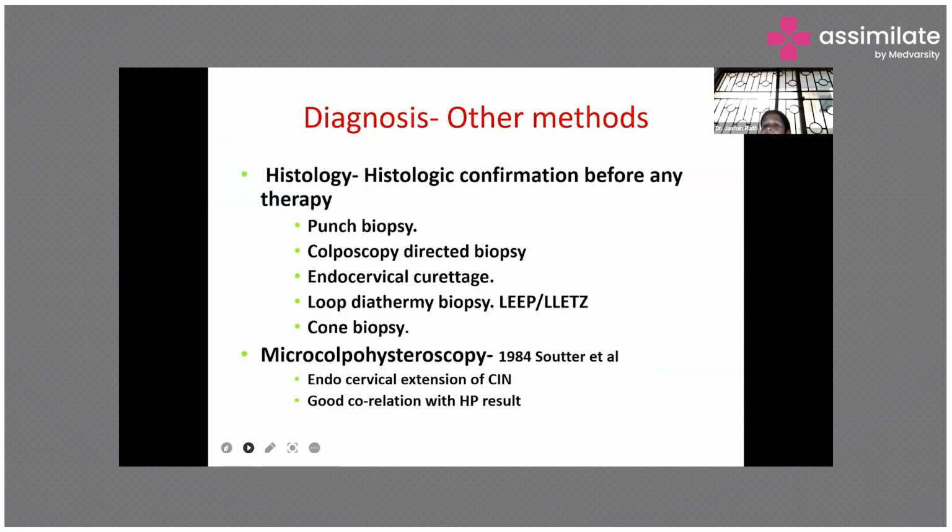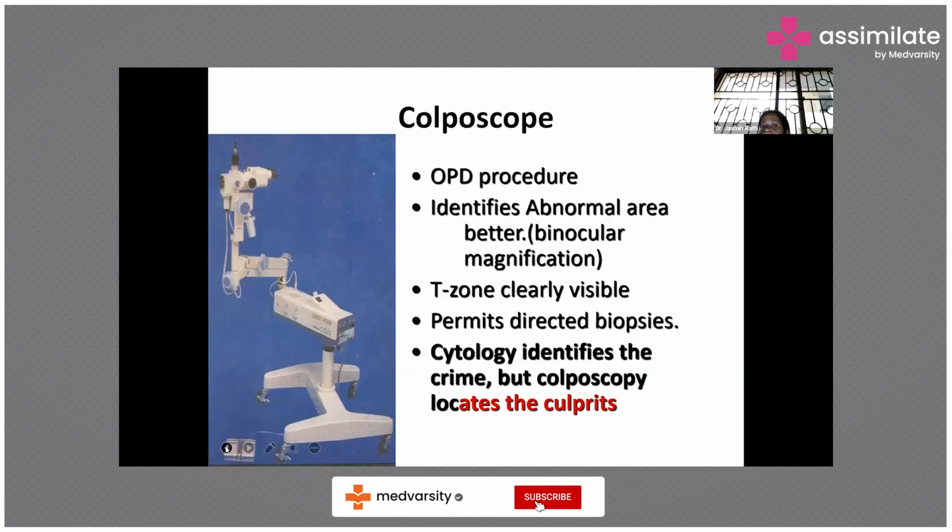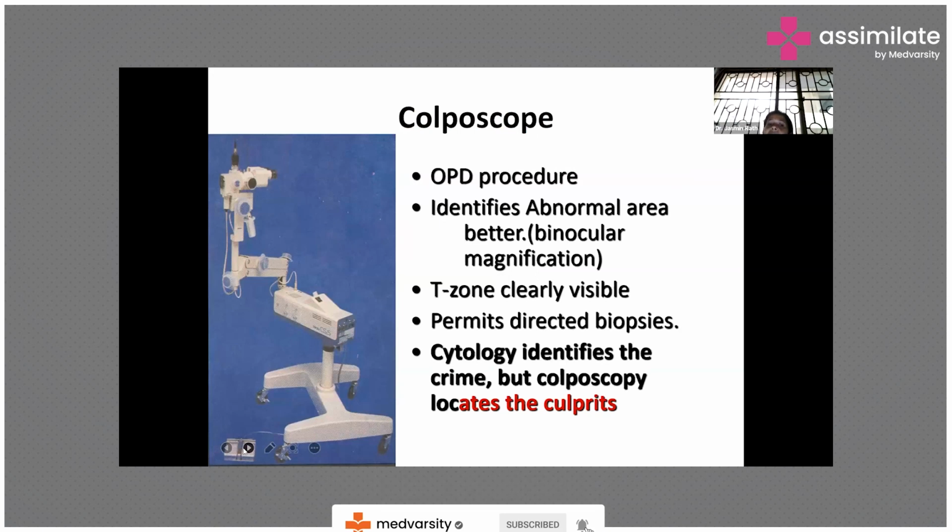The cytology usually identifies the culprit, but colposcopy locates the culprit. When we do a pap smear test, we can identify that there are some lesions like CIN1 dysplasia or something. But with the colposcope, we can easily identify which place is affected, and we can take a biopsy from there.